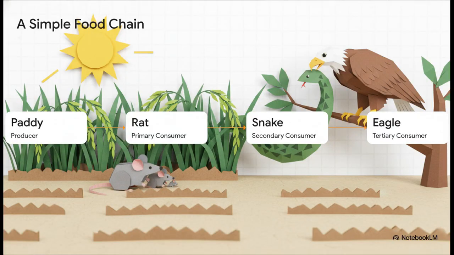A classic example you'd find in a Malaysian paddy field is a food chain. First, the sun's energy is captured by the paddy plant. That's our producer. Then, along comes a rat, the primary consumer, and it eats the paddy. Next, the rat gets eaten by a snake, our secondary consumer, who then gets snatched up by an eagle, the tertiary consumer. You see? It's a straight line of energy transfer.